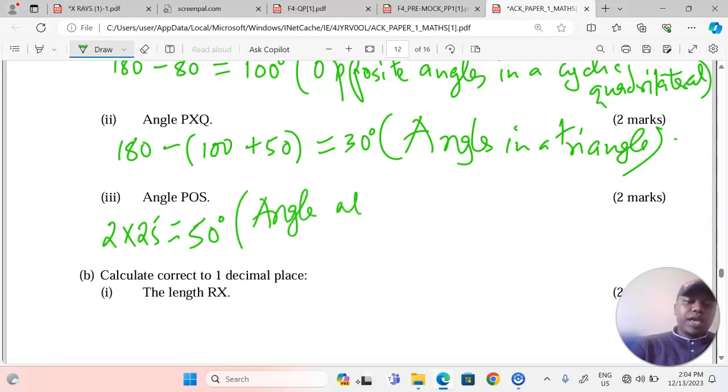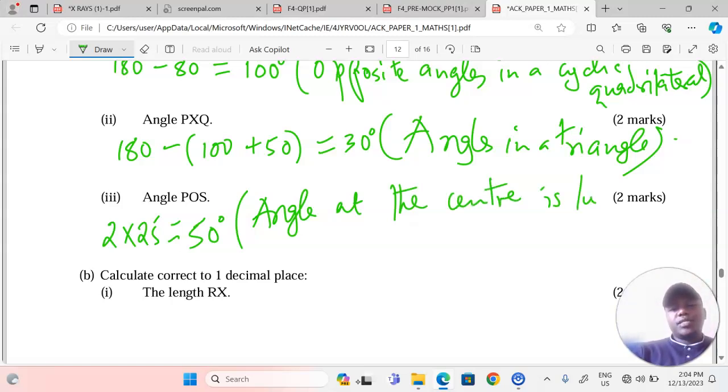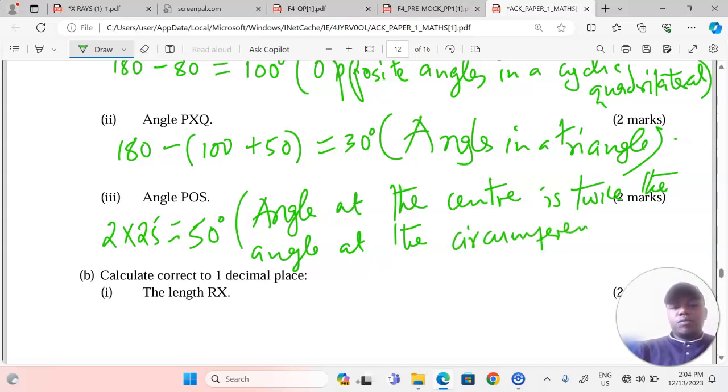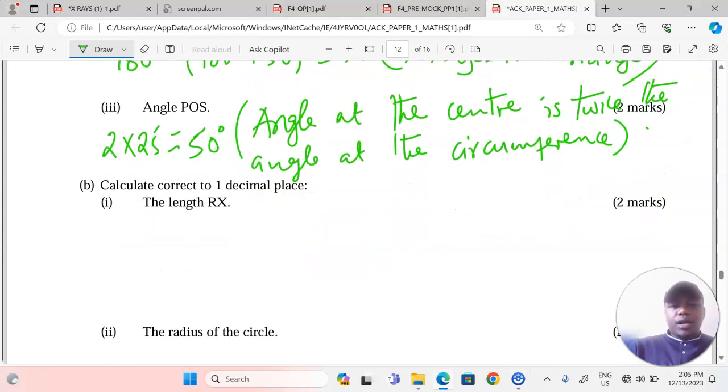The angle at the center is twice the angle at the circumference, as long as the two have been subtended by the same chord.